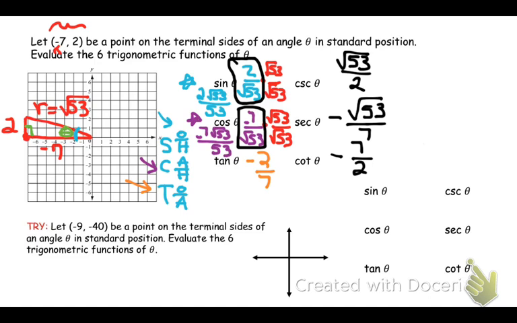All right, I would like you to pause the video and give this one a try. So you're starting off with your ordered pair, negative 9, negative 40, and you're going to try to determine the 6 trigonometric functions.